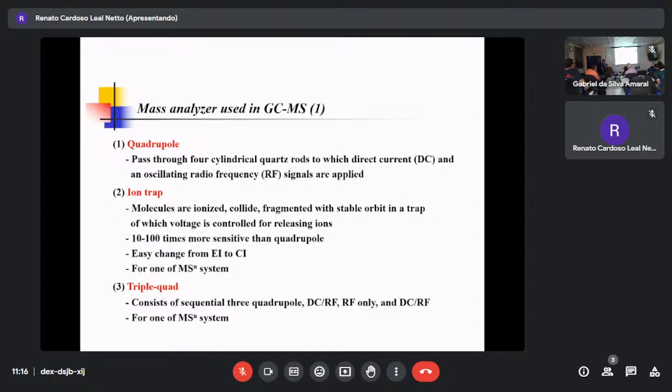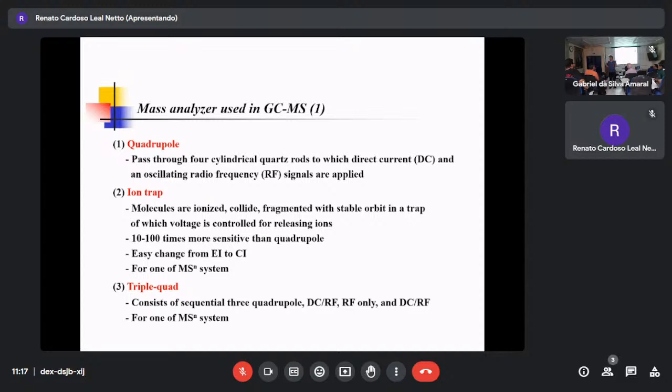And now the mass analyzer. Mass analyzer means after ionization, we have to analyze the ions. This case is quadrupole, the same as in HMS. Quadrupole means after ionization, the ions pass through one, two, three, four rods. Each rod has a changing voltage, so depending on the voltage, the path is different. Then you can separate all the ions based on molecular weight.